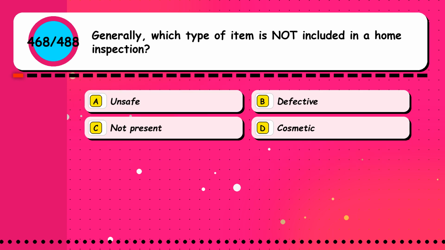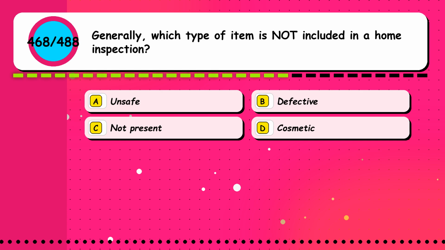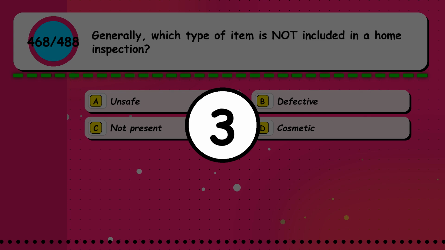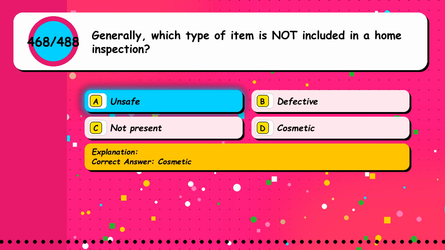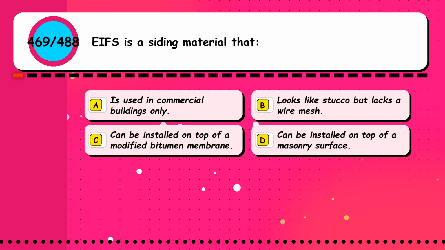Question 468. Generally, which type of item is not included in a home inspection? Option A, unsafe. Option B, defective. Option C, not present. Option D, cosmetic. The correct answer is option A, unsafe. Correct answer, cosmetic.